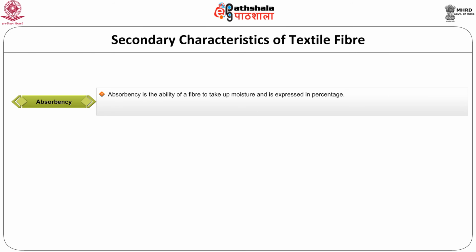Absorbency. Absorbency is the ability of a fiber to take up moisture and is expressed in percentage. It depends upon the chemical and physical structure and properties of the fiber as well as humidity or temperature of the surroundings. Moisture regain percentage is the percentage of moisture that a bone dry fiber will absorb from the air under standard conditions of temperature and humidity.